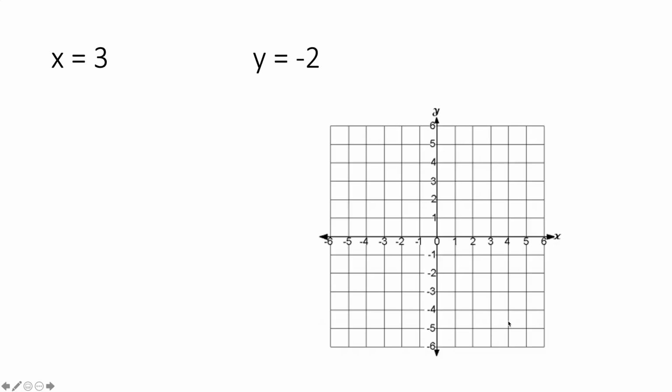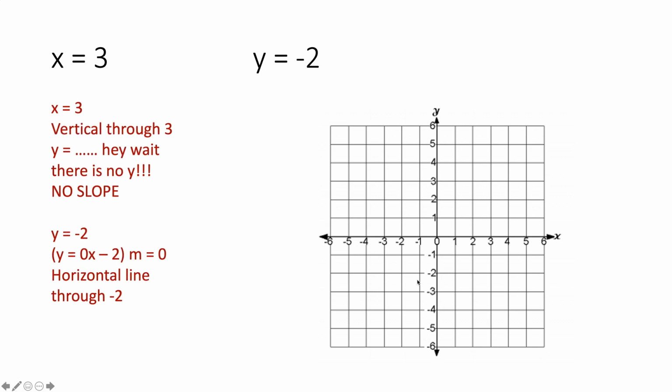So if I want to graph x equals 3 and y equals -2, all I'm going to do is say, well, x equals 3 is a perfectly vertical line. It goes through 3. Well, y equals, hey, wait a minute, there isn't even a y in the problem, so there's not even a slope to consider. Now, for y equals -2, well, that's the same thing as y equals 0x minus 2, so that means the slope is 0. If the slope is 0, you're not going up, you're not going down, it's just a flat horizontal line.